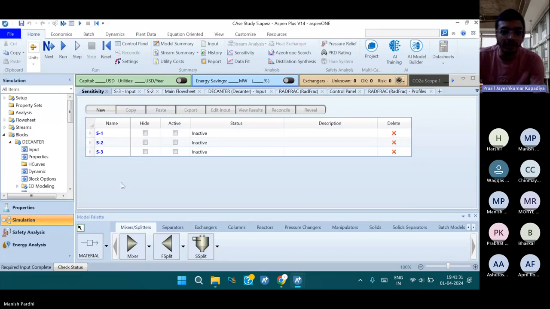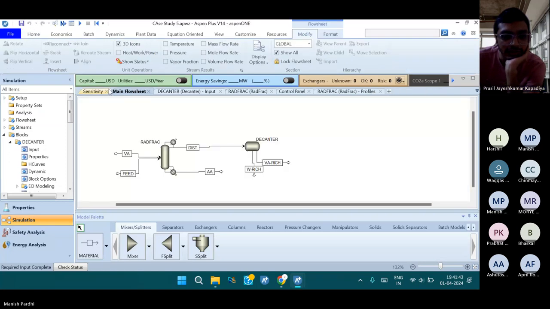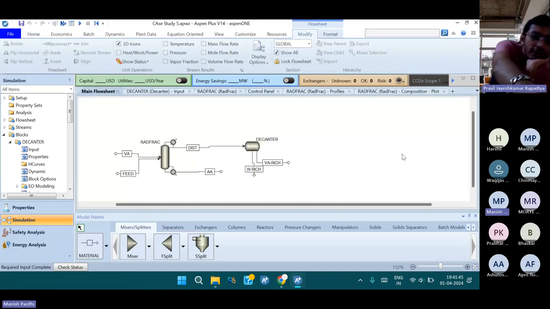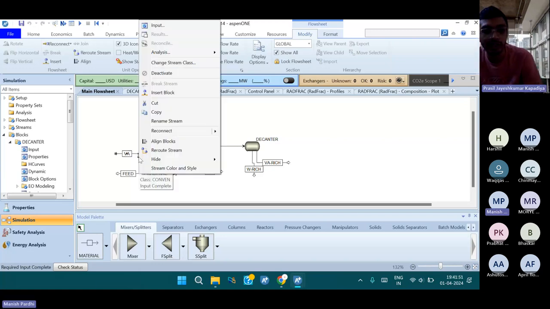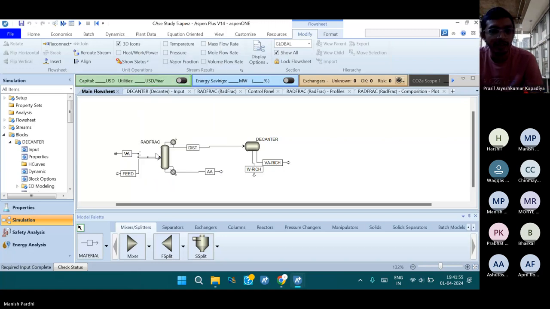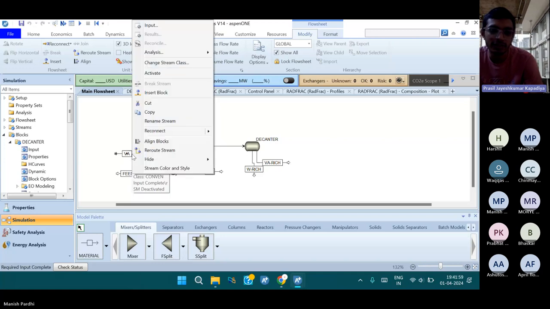Okay, this copy file, right? Copy. Okay, so open the flow sheet. First open the flow sheet. Okay, remove this vinyl acetate feed. I just want to see without vinyl acetate, what are we getting? Delete that. Just delete that. Deactivate will not work, I guess. See if it works, it's fine for me.